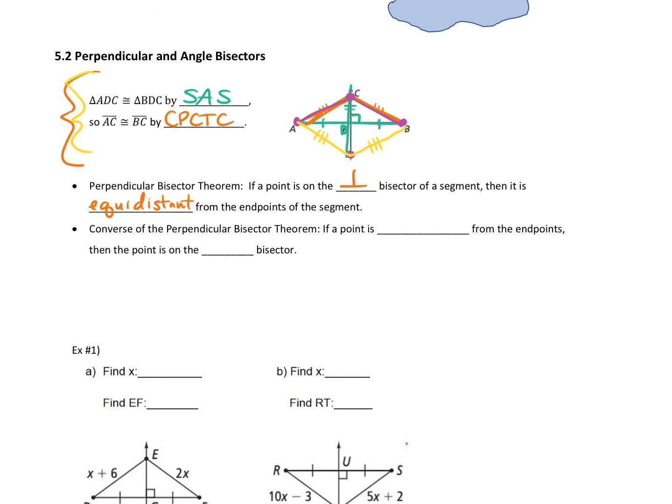The converse, what does the converse do? Opposite. Just flips it, right? So if a point is equidistant, can you see that? Sorry, I meant to change from yellow and I didn't. Then it is on the perpendicular bisector. So you're just swapping from the first one, okay? So if it's on the perpendicular bisector, it's equidistant. If it's equidistant, then it is on the perpendicular bisector, okay?